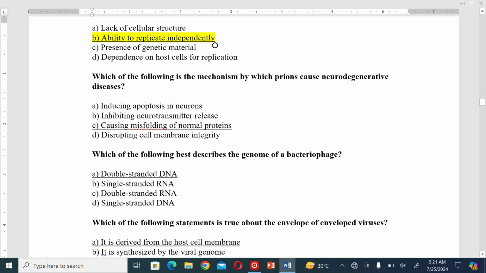The next MCQ is: which of the following is the mechanism by which prions cause neurodegenerative disease? A. Inducing apoptosis in neurons. B. Inhibiting neurotransmitter release. C. Causing misfolding of normal proteins. And D. Disrupting cell membrane integrity. So the correct option is C.